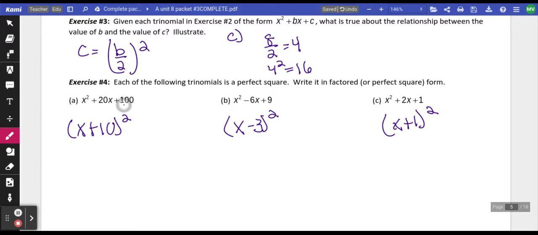So I took the square root of 100, which is 10, and I double checked that 10 times x times 2, and I always double it, is 20x, the middle term. Again, I took the square root of 9, which gave me 3. So 3 times 2 is 6. I need it to be negative, so that means it's negative 3.